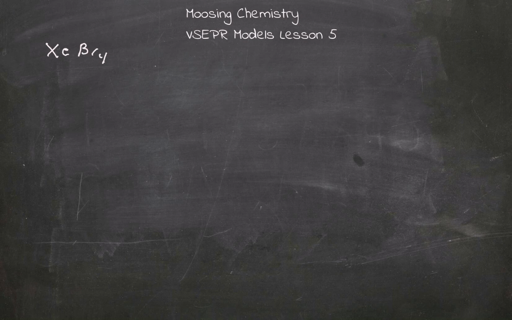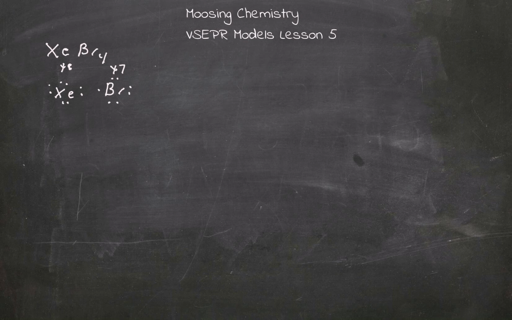So when we look at this, xenon is in group 18, so it has 8 valence electrons. Bromine is in group 17, of course. It has 7 valence electrons.